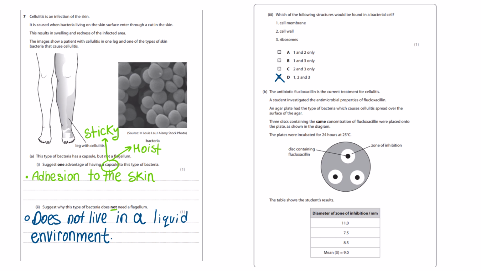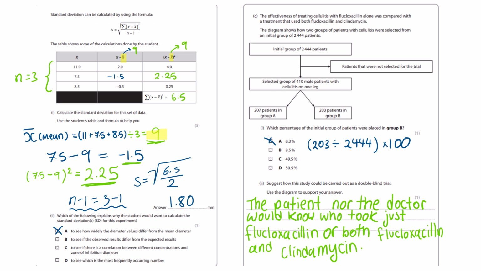We have the discs containing the antibiotic, which is the black dot, and the zone of inhibition where the bacteria had died. The table shows the students' results. We have the diameter of the zone of inhibition. We have 11, 7.5, 8.5, and the mean, which is 9. Okay, standard deviation can be calculated using this formula. The table shows some of the calculations done by the student. Okay, so let's find out what n is. So n is our sample size. Our sample size is 3 because x gave us a result for 11, 7.5, and 8.5.